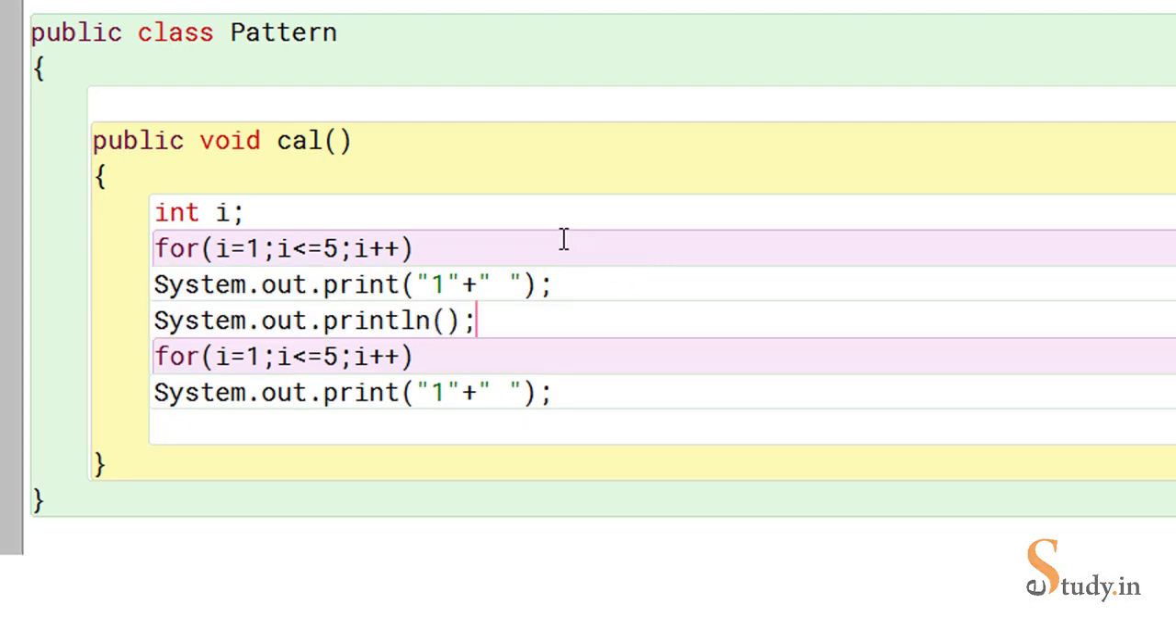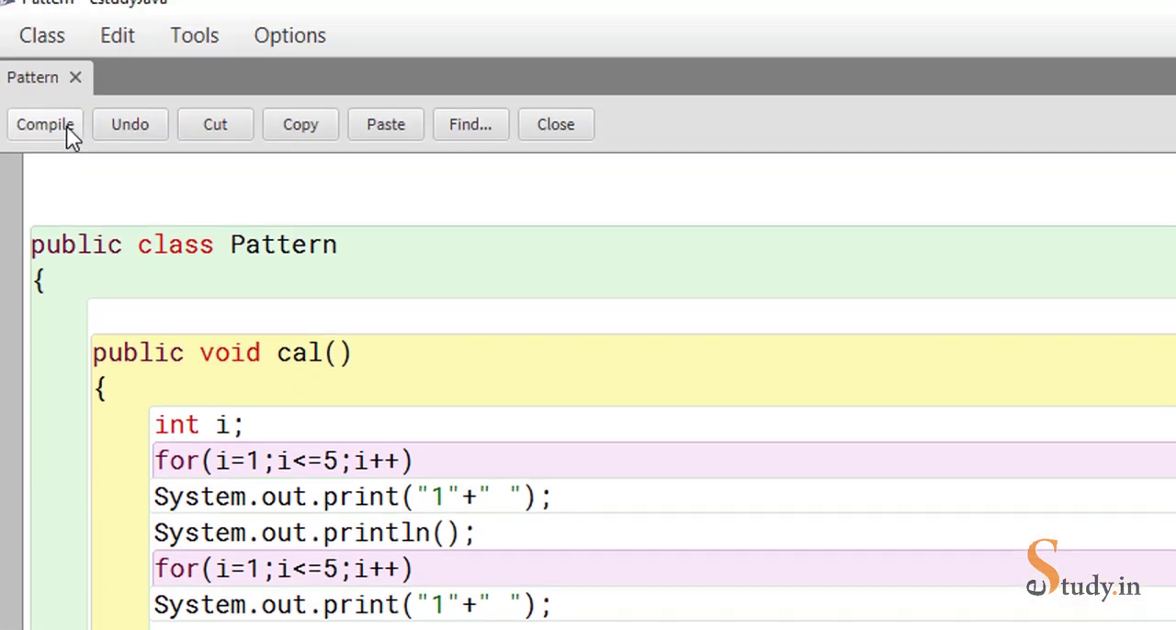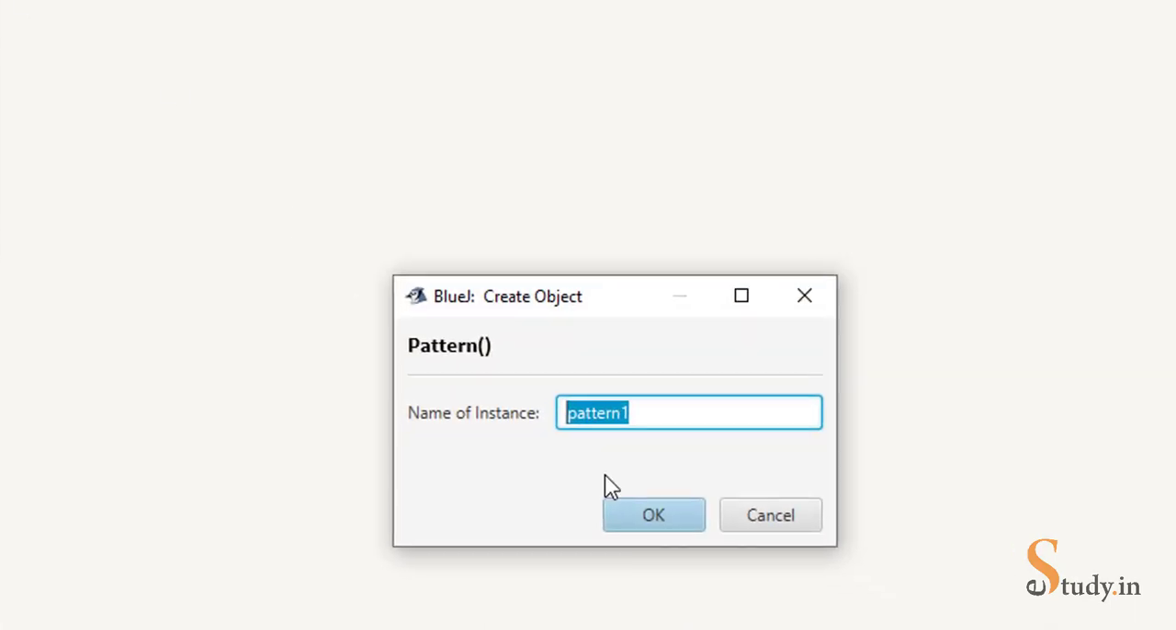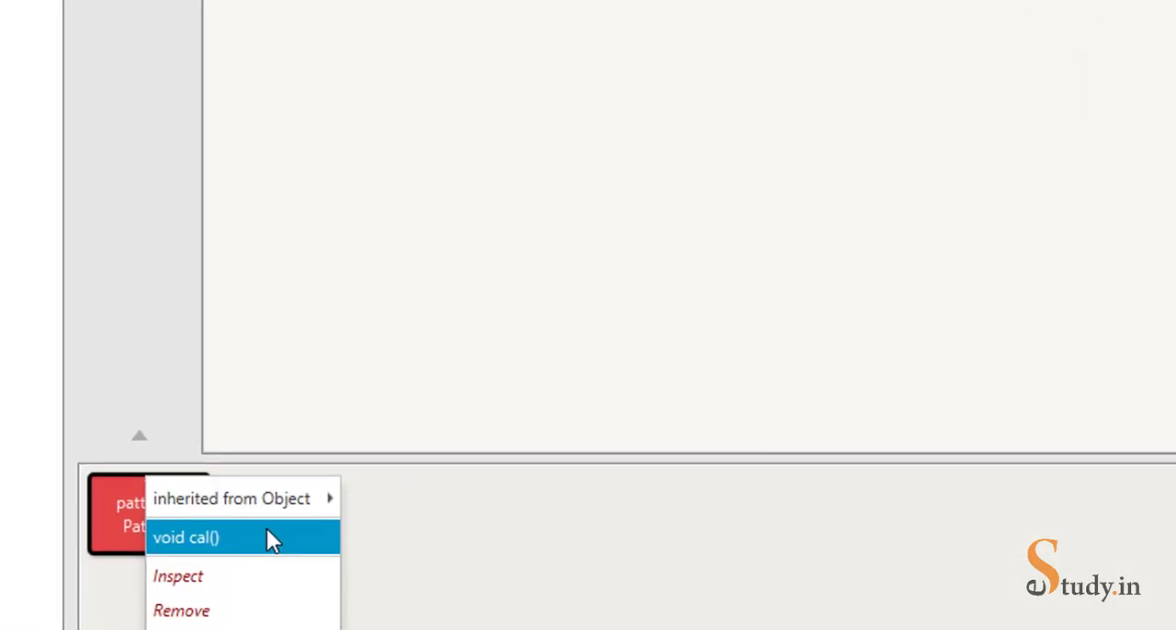That means once we complete the first row, then we change the cursor to the next line, and then again we have this for loop. Okay, so that is how we should be going about it. And Control S, compile, minimize, and right click, new. Okay, right click, void cal.